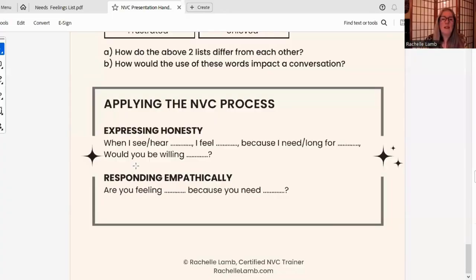So I'd like to give you an opportunity in that handout that I gave you. The fourth page at the very end says applying the NVC process. Expressing honesty is, when I see and hear, and this is the template, you put what the observation is, I feel, you put in the feeling, because I need and or long for, and would you be willing? That is the template. And then responding empathically is, are you feeling because you need? Given the amount of time that we have, I would encourage you to think of a situation fairly recently where someone has said something to you that you were troubled by, and let's see what you could come up with to respond empathically.